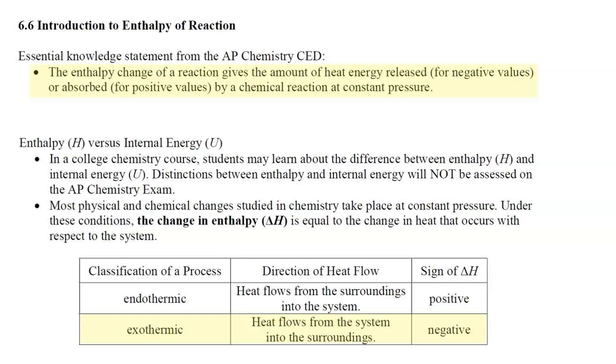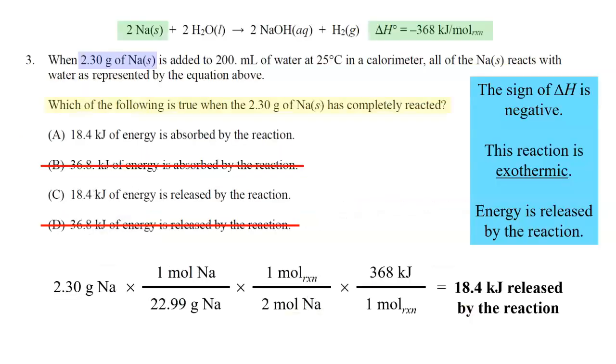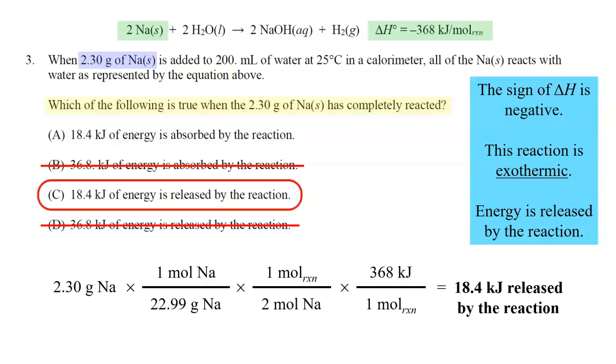So remember that when the sign of delta H is negative, that means that energy is released. It's an exothermic reaction. So because the sign of delta H is negative, this reaction is exothermic, energy is released. So the correct answer is choice C. 18.4 kilojoules of energy is released by the reaction.